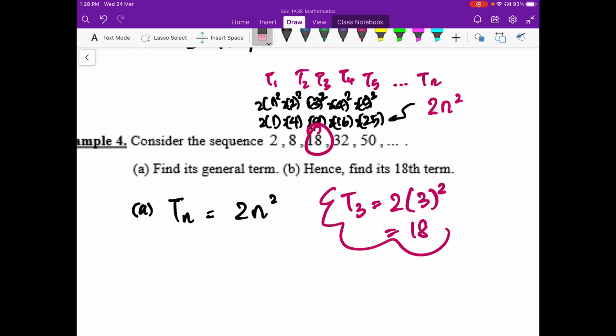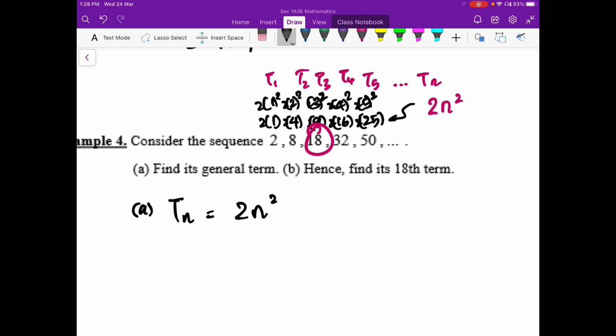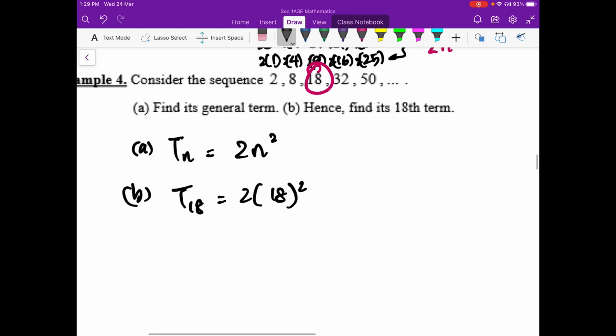Okay, next. Hence find the 18th term. Part B, t18. 2 times 18 squared. Times 2, 648.